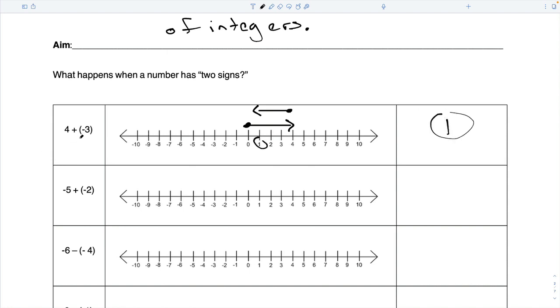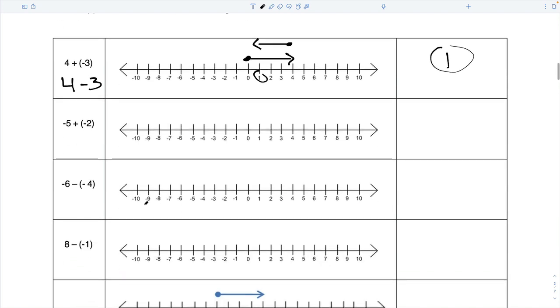Whenever you see a double sign, if there's a plus and a minus, on your homework, I need to see 4 minus 3. You need to write just one sign. If it's a plus and a minus, it always goes to a minus sign. The middle has to have one sign. We do not have two when we simplify it. Next one, -5 plus -2. How would I rewrite that to simplify?